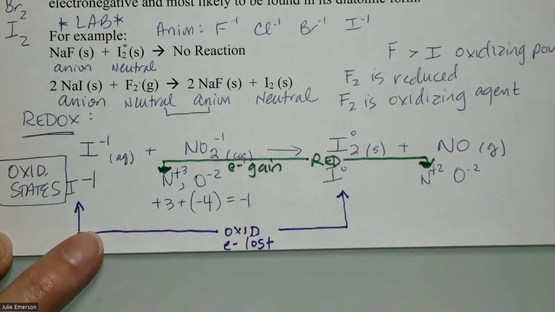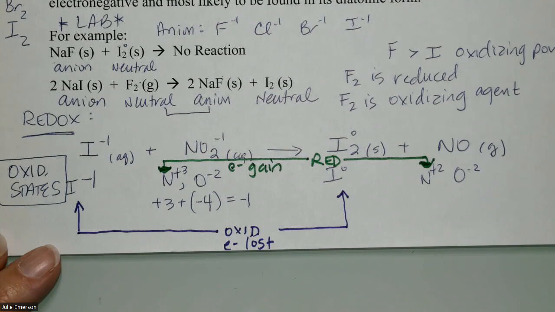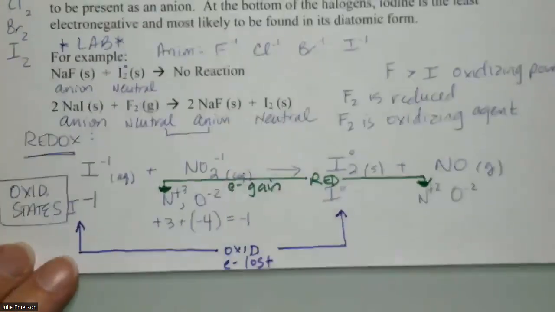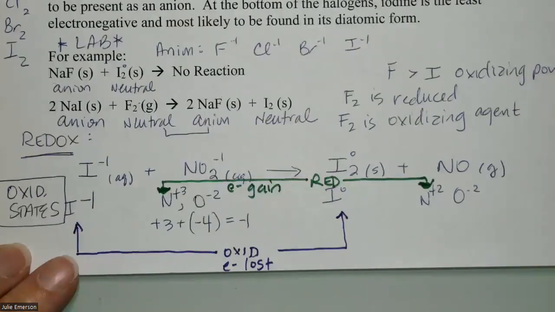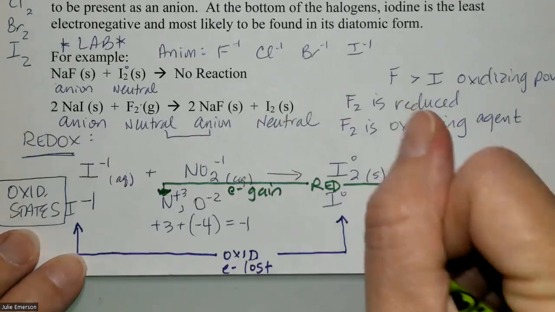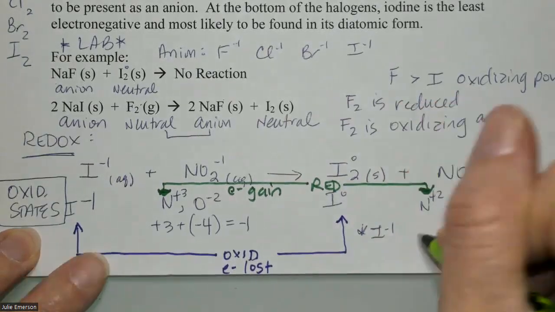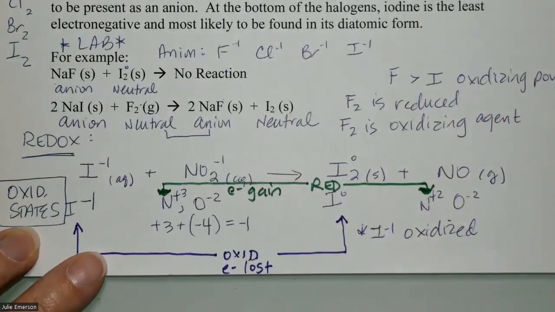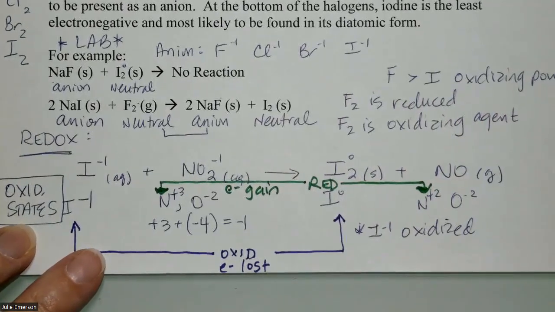So if I gave you this particular equation and I said, okay, looking at this equation, determine all your oxidation states and then tell me what has been oxidized. Your answer would be, well, the I negative has been oxidized. And then if I asked you, okay, well, what's been reduced?